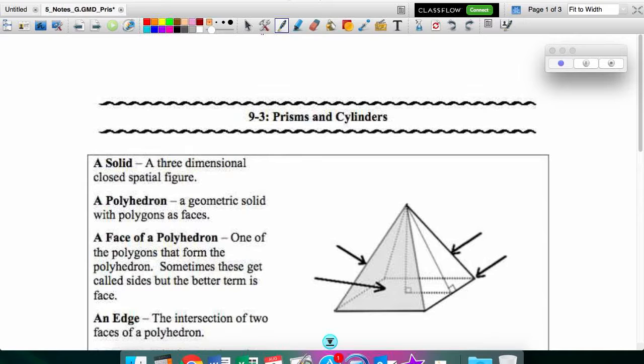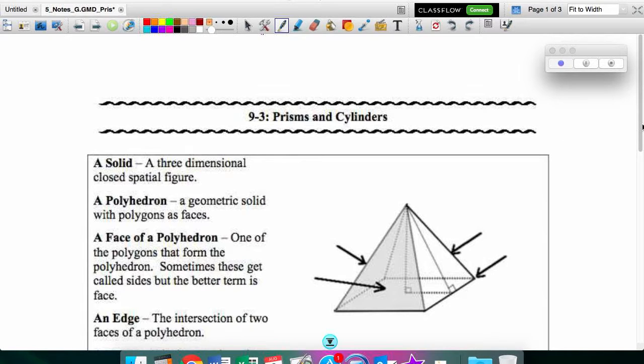First of all, a solid. A solid is any three-dimensional closed figure. A polyhedron is a specific type of solid. It's going to be a solid with any polygon faces. So it could have parallelogram, trapezoid, triangles, squares, and so forth, various faces.